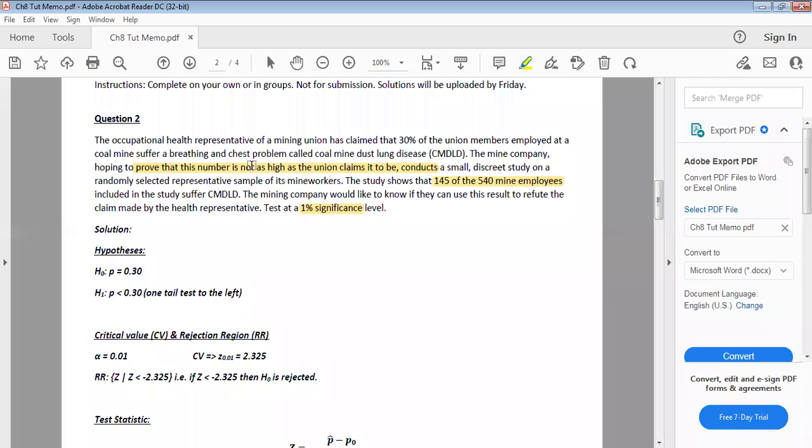So they want to prove that it's not as high. Not as high means it's less. If it's not as high as it used to be, then it must be less. So that means the proportion must be less. So remember, what they claim is always the null hypothesis. What they want to prove is always the alternative hypothesis. So our null hypothesis is p equal to 0.30. This 0.30 is the union's claim, while the sample proportion is 145 divided by 540.